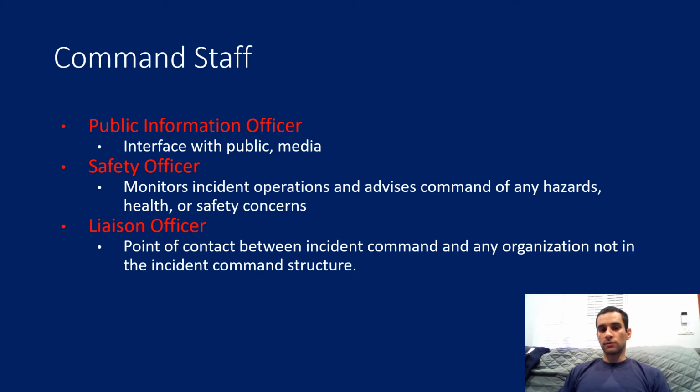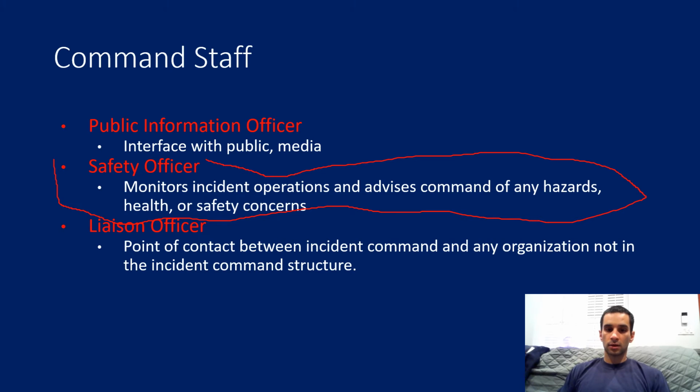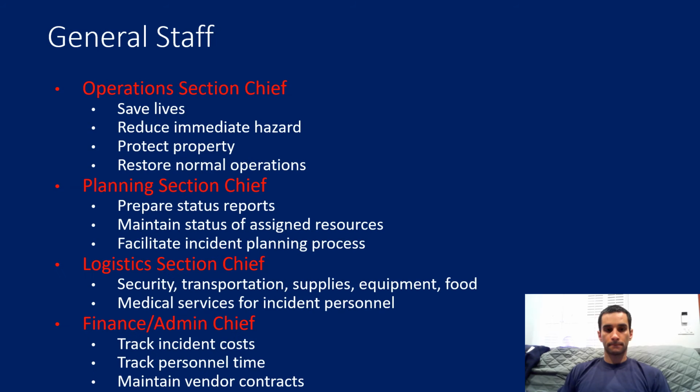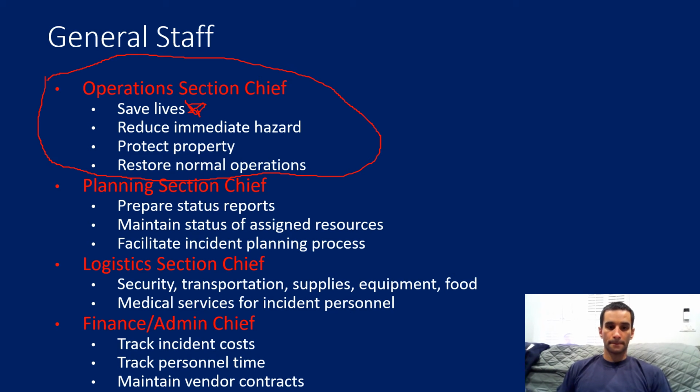Now the command staff, each of these roles has a job description that sounds like what the name is. The most important of these for you to understand is the safety officer. There always needs to be a safety officer who's checking for any safety issues that may be hazardous to incident personnel. Now, on the general staff, most of you are going to fall somewhere in the operations section, operating under the operations section chief, and you're going to be doing what you do best, saving lives. Okay? That's where most of you are going to fall in this structure.